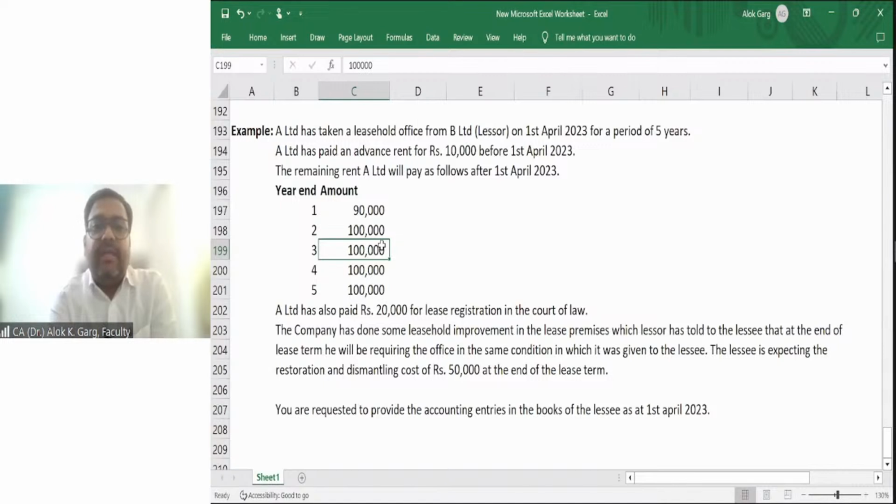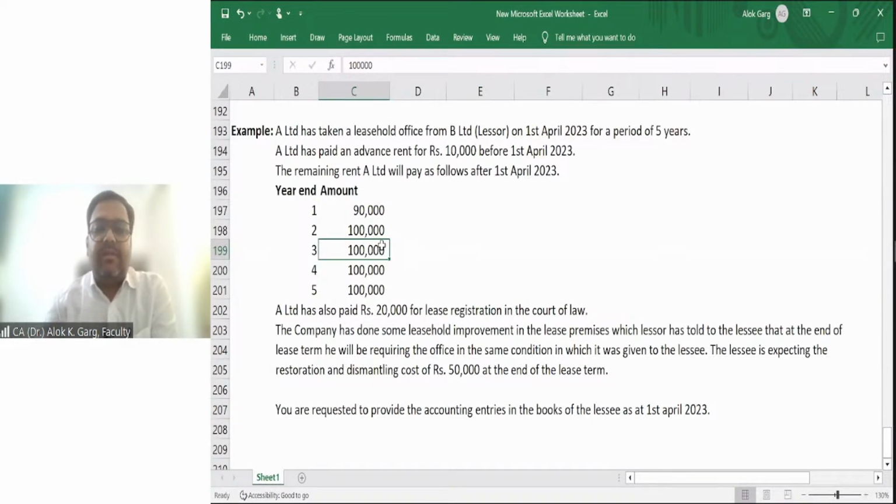The remaining rent A Limited will pay as follows after 1st April 23, that is 31st March 24, 25, 26, 27, 28, right? Means at the end of every year. In the first year, it was 90,000 rupees. Why? Because the 10,000 rupees is given as an advance and the future lease rentals are 91,111. A Limited has also incurred an initial direct cost to the extent of rupees 20,000.